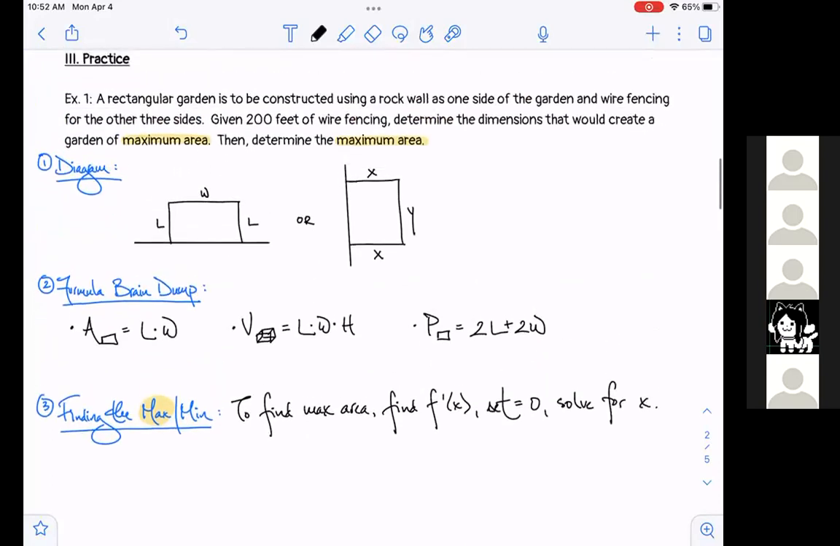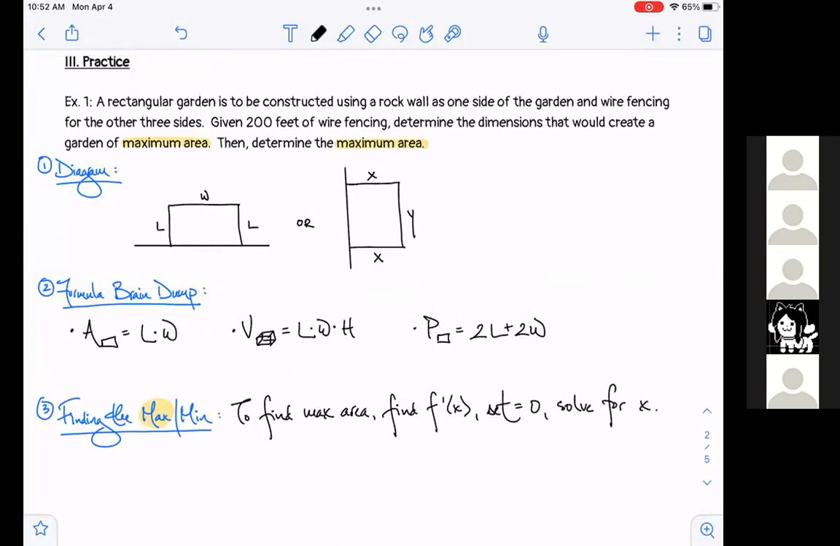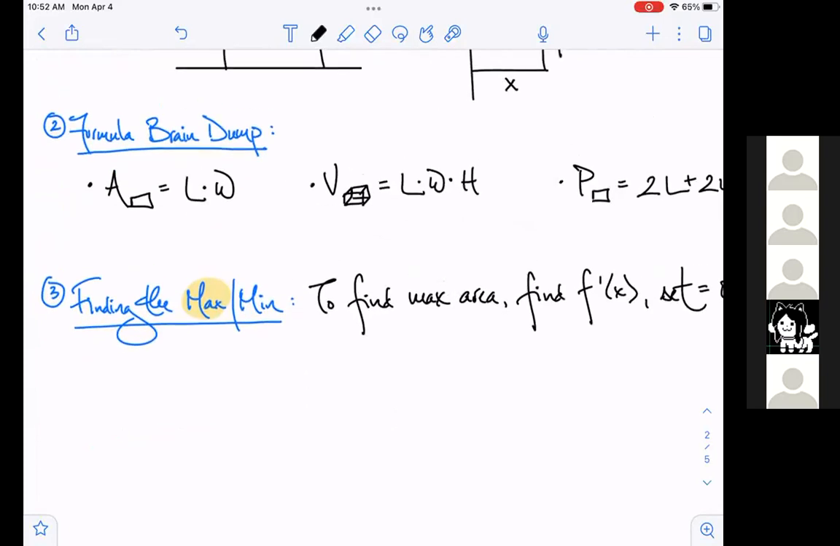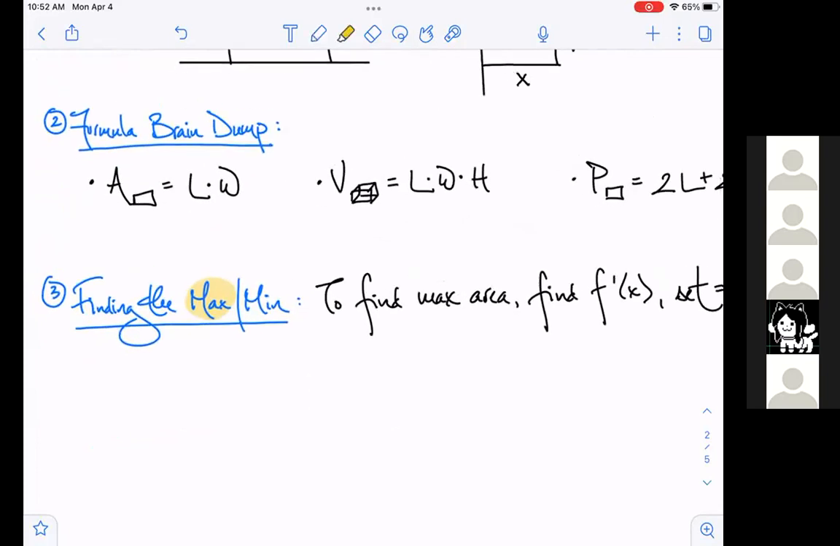All right, so of our formulas, which one do we want to find the derivative of? The first one, the area one, right? We want to find the maximum area because our question said find the maximum area. They could have also said find the largest area, find the most area, but that's how we choose which equation we are going to find our derivative of, okay?